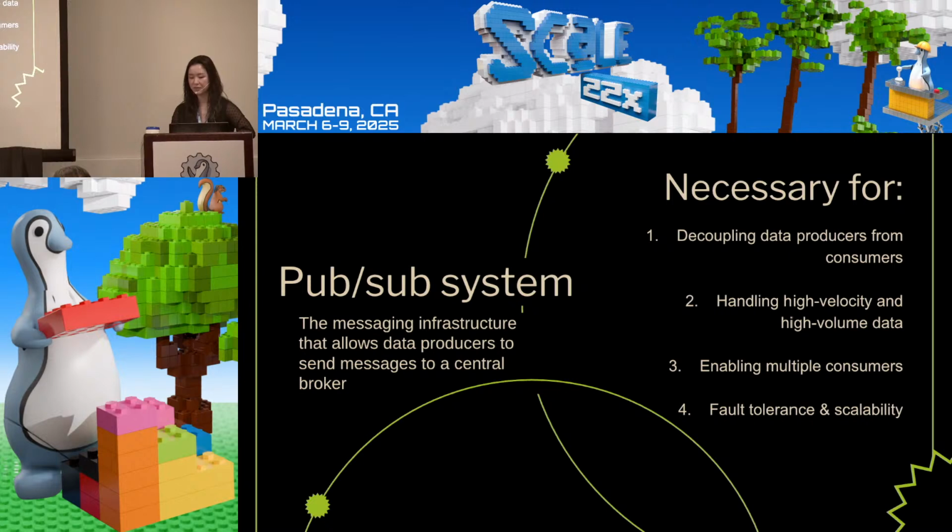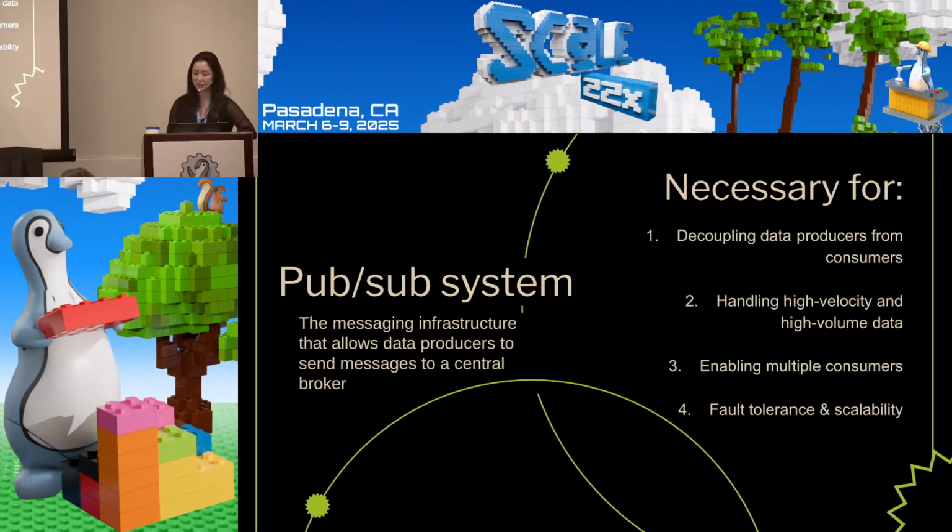And it allows you to handle high velocity and high volume data. Many applications can be generating thousands up to millions of events per second, and it can be difficult for your analytics platform to directly consume all of that efficiently and process all of that. So this pub subsystem acts as a buffer, ensuring that no data is lost while it's being processed.